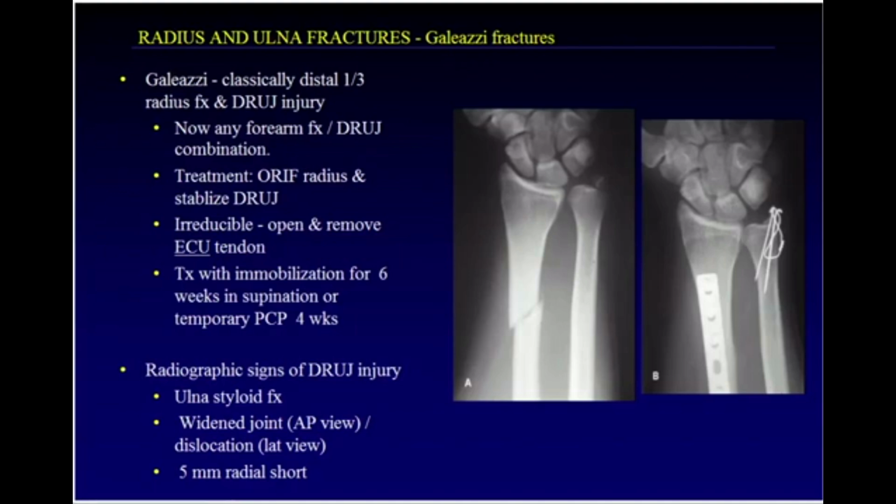What are the radiographic signs of DRUJ injury you can look for? Well, you can look for the presence of an ulnar styloid fracture, a large ulnar styloid fracture. On the AP view, you can look for widening of the joint. This is diagrammatically represented here.